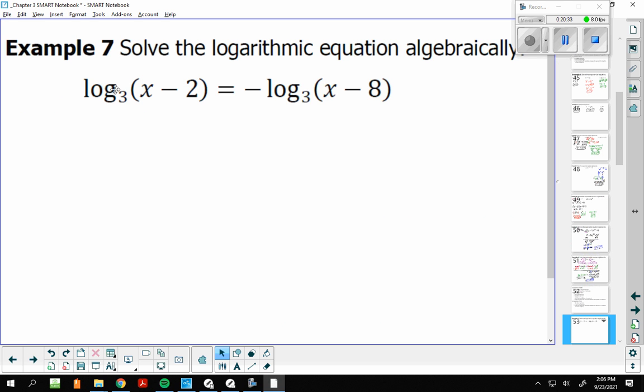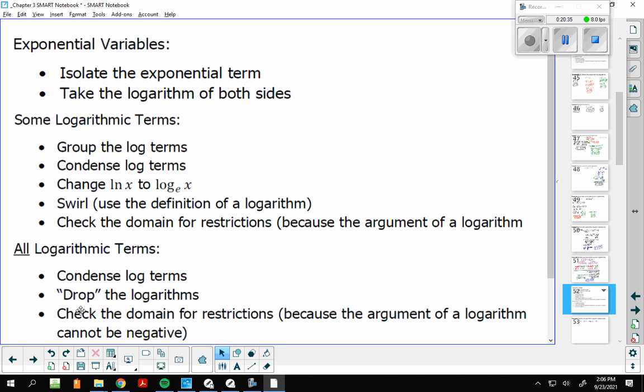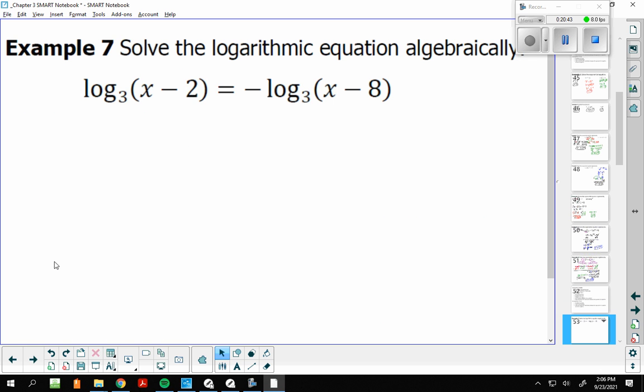Okay, we have logs on both sides. So here's what we're going to do when we have all logarithmic terms. First, we're going to condense the log terms. What does that mean? Well, we just want a log and a log. But right now I have this extra thing here, the -1. So we're going to condense that. What does that mean? We're going to use our power property, and we're going to make that an exponent of -1.